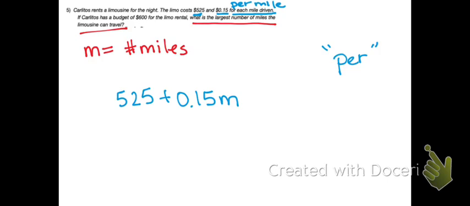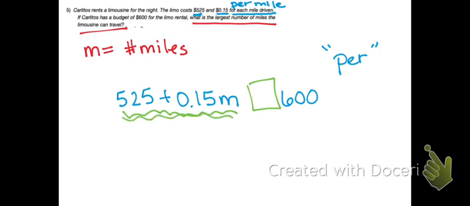Now, it says, what is the largest number of miles you can travel if they just have a budget of $600? So you want to think about what sign goes here. And I'm going to let you figure that out. The amount that they charge you, do you want that over here to be less than 600 or greater than? If it's less than, is it okay if it also equals $600? If your budget is $600, you have $600 in cash? If it's greater than, is it okay if it's also equal to? So you want to figure out what the symbol is and then solve this for m.